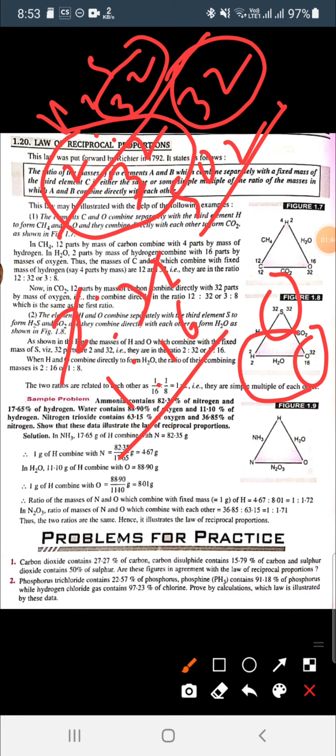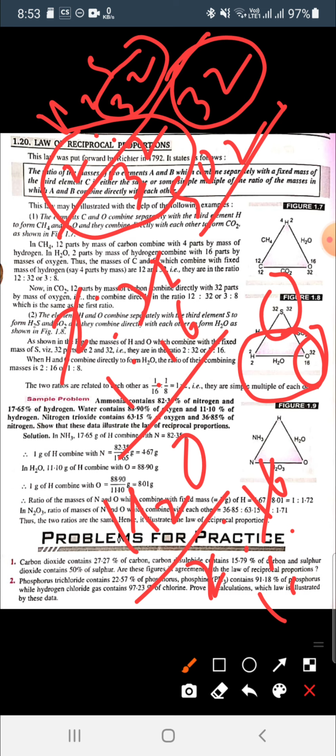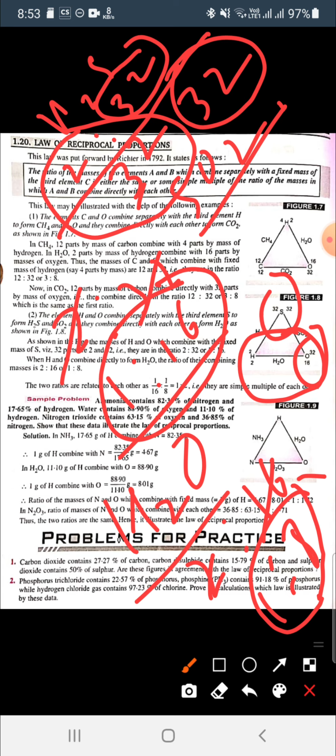Now if hydrogen and oxygen combine to form water, we can calculate the ratio of their masses. So 2:16, that is 1:8. So the ratio of hydrogen and oxygen combined directly is 1:8, and the ratio in which they combine separately with the other element is 1:16. So you can see that this ratio is some multiple of 1:8. If we multiply this by 2, these two are in the ratio of 1:2.